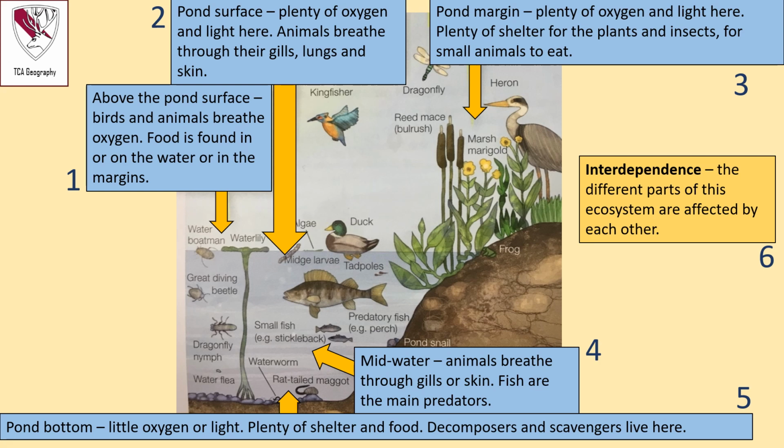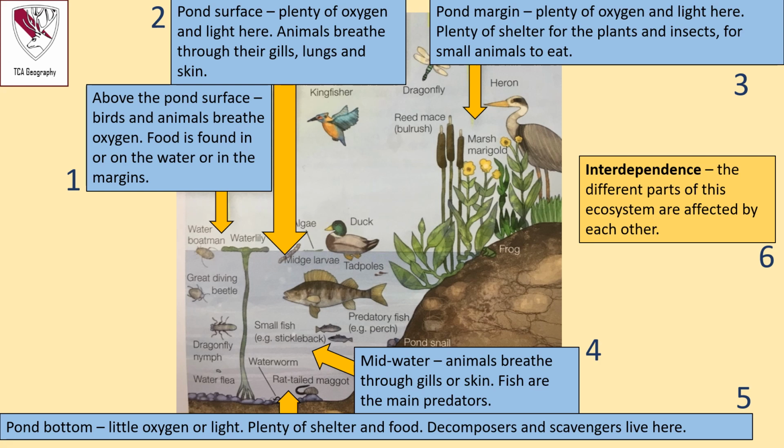Here is an idealised diagram of a small pond ecosystem like the one you've just completed the table for. Let's have a little look around it. So starting with number 1. Above the pond surface, birds and animals breathe oxygen. Food is found in or on the water and in the margins. By margins, I mean the edges of the pond where the water meets the earth or the ground.